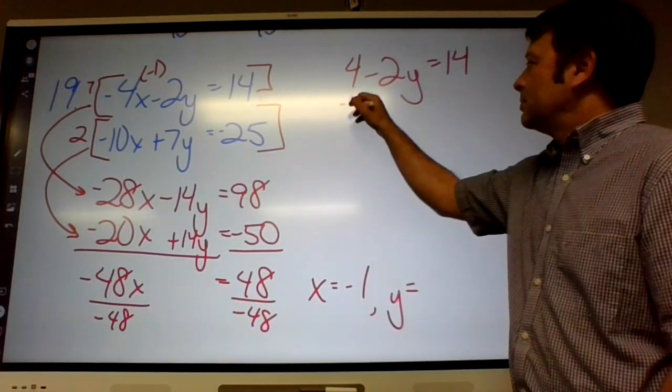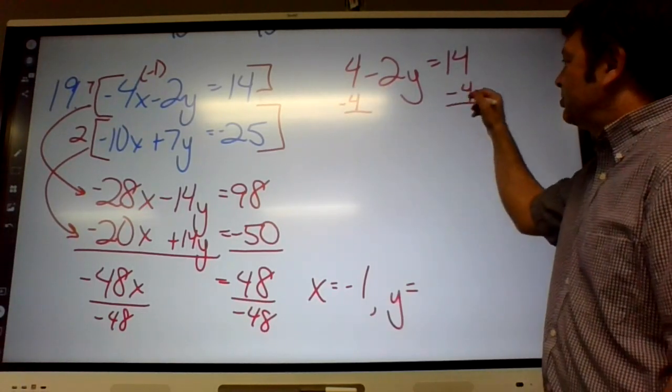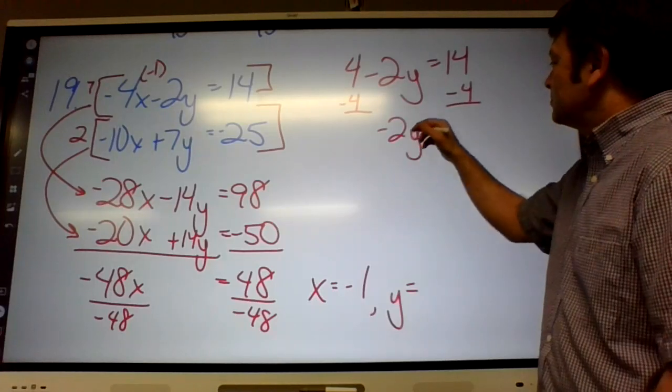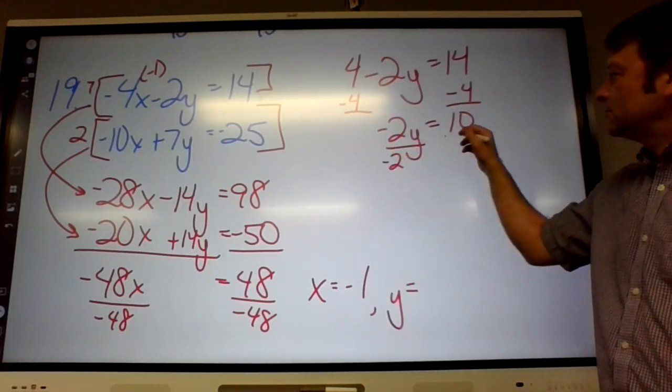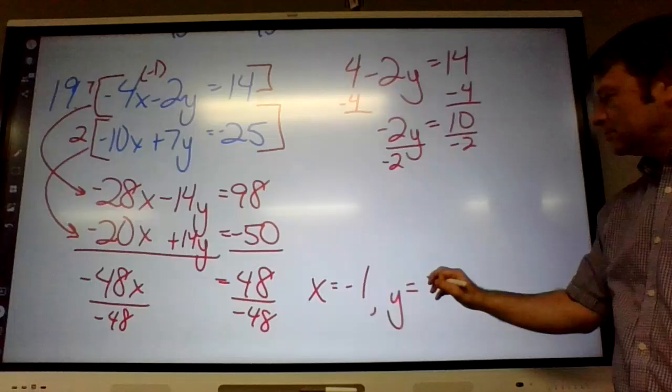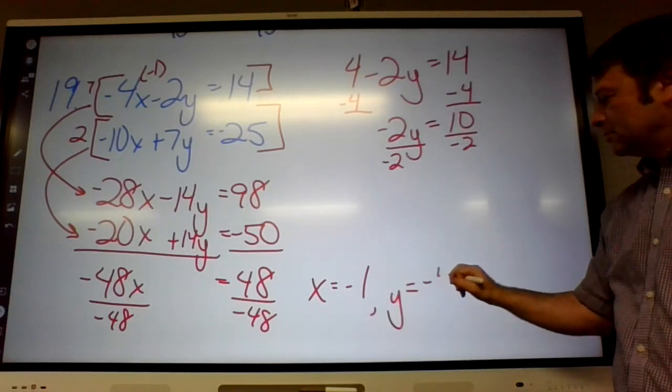You're going to do minus 4. Then it's negative 2y equals 10. And then you're going to have to divide by negative 2. And then it's going to be negative 5.